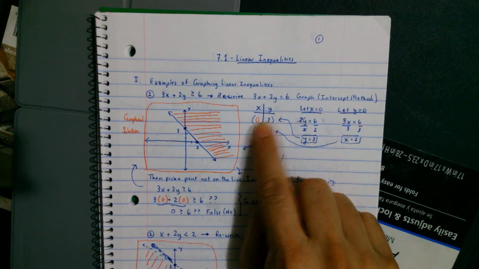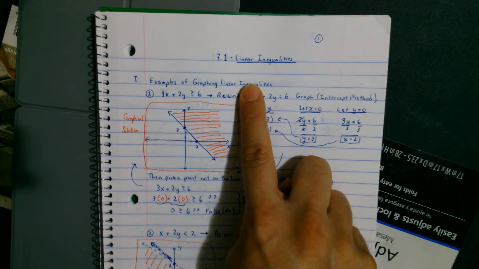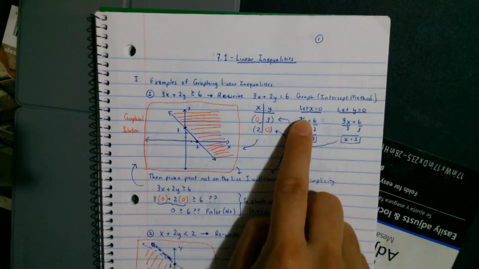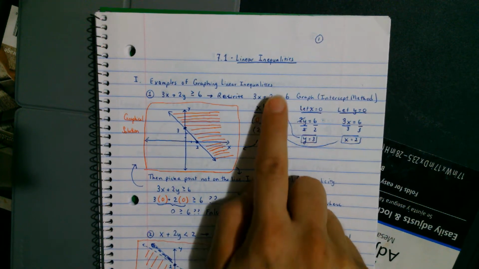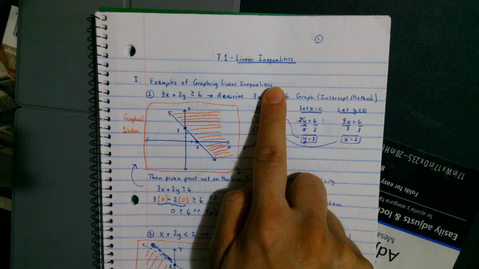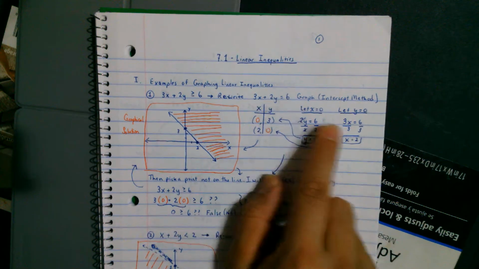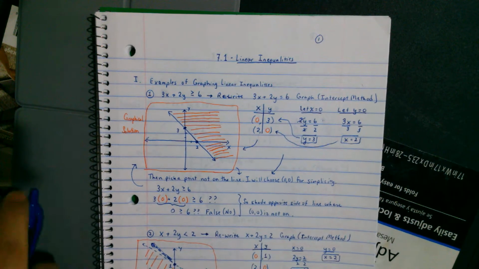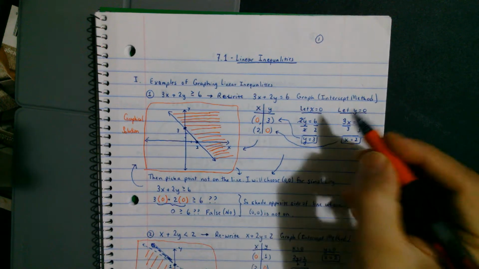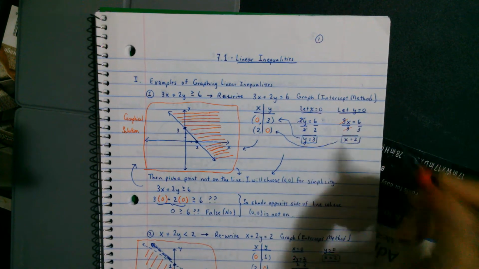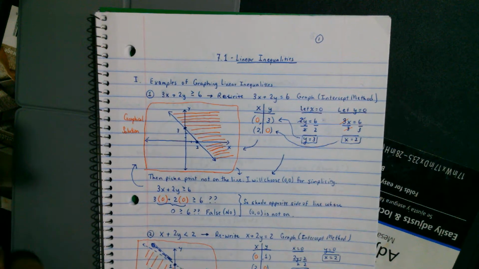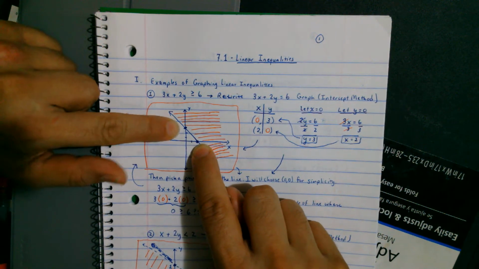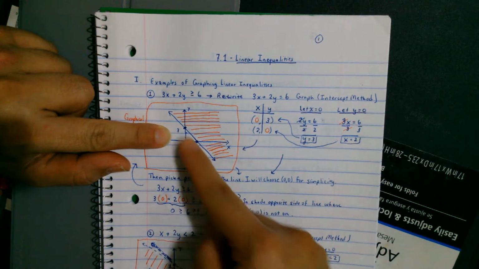So if x is 0, you plug it into the function, that term goes away. 2y equals 6, and divide both sides by 2. You get 3. Now if y is 0, 3x equals 6, in which case you divide both sides by 3, and essentially that cancels, and you get x equals 2. So you have your two coordinates, (2, 0) and (0, 3). Then you connect the line between them.